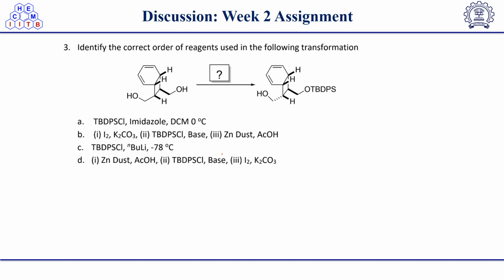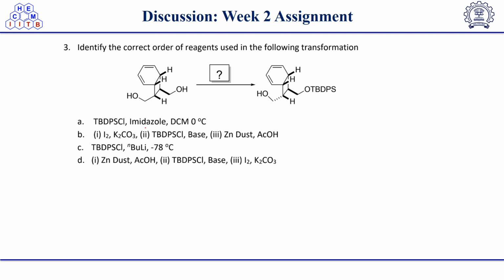This was during the discussion of endiandric acid, where we saw the series of reactions. As I told you, their aim was just to protect this hydroxyl group using TBDPS. First they tried this condition, TBDPS-Cl, imidazole, DCM at 0 degrees Celsius, but what they were facing was a selectivity problem. Both hydroxyl groups were getting protected. So they gave up that attempt and tried a different condition.